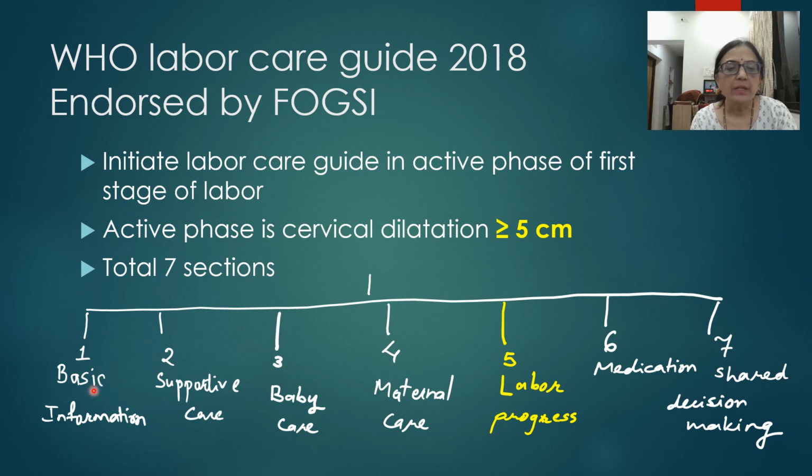by heart. First is basic information, then second is supportive care, baby care, maternal care. Fifth is labor progress. Sixth is medication given, and seventh is shared decision making. So for this fifth, labor progress, you start entering into this Labor Care Guide whenever the cervical dilatation is greater than or equal to 5 centimeters.